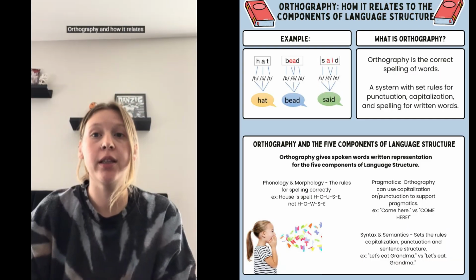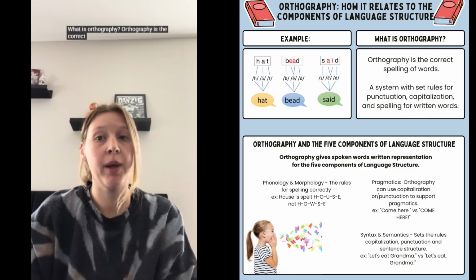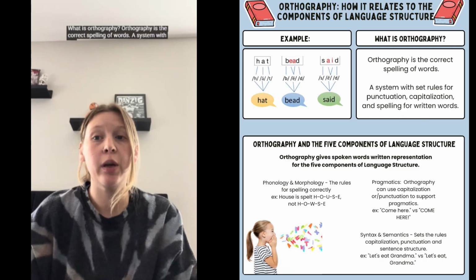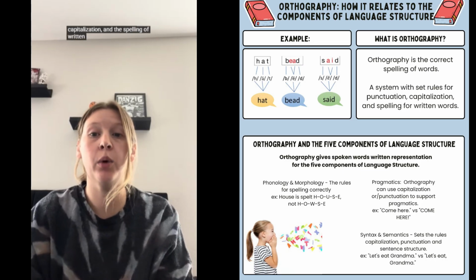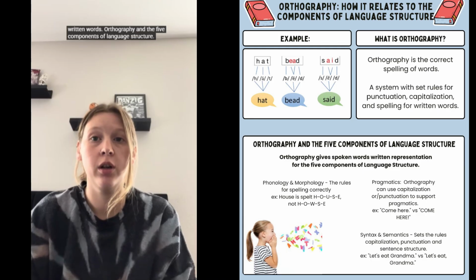Orthography and how it relates to the components of the language structure. What is orthography? Orthography is the correct spelling of words, a system with set rules for punctuation, capitalization, and the spelling of written words. Orthography and the 5 components of language structure.